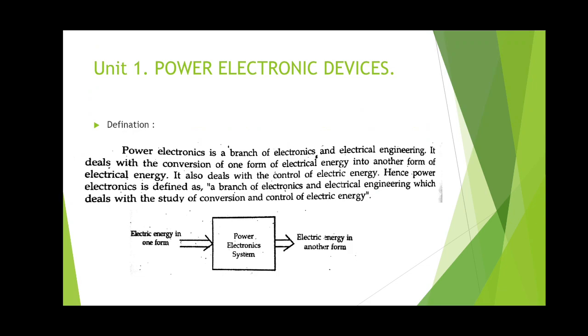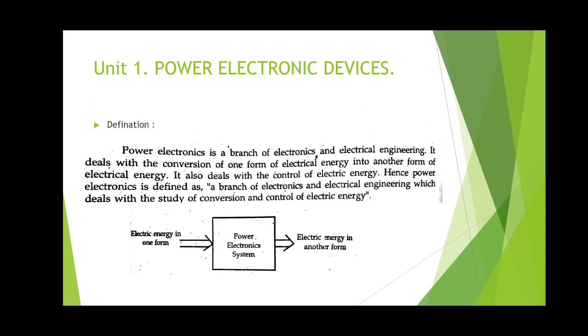The first unit of the subject Industrial Automation is power electronic devices. Let us define what is power electronics. Power electronics is the branch related with electronics and electrical engineering. It deals with the conversion of one form of electrical energy into another form. For various applications in our day to day life, power electronics is very important, and we know that we have two sources of energy, that is AC and DC. So this subject deals with the conversion of one form of electrical energy into another form of electrical energy.